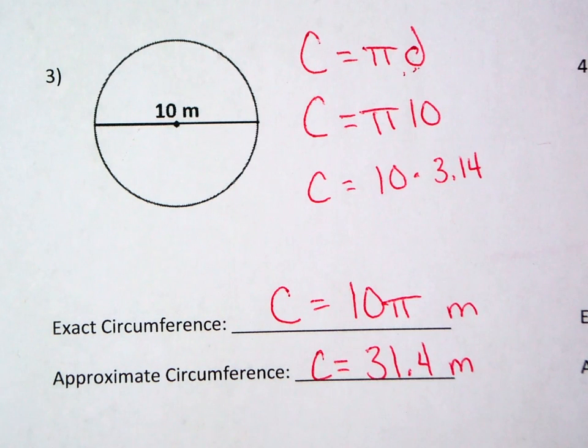Aside from keeping your two formulas distinct from each other, this is not really a difficult concept. You just need to be careful and make sure that you're paying close attention to, do I have a radius? Do I have a diameter? How do I use the radius or diameter in the equation?